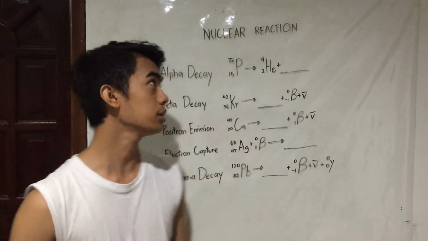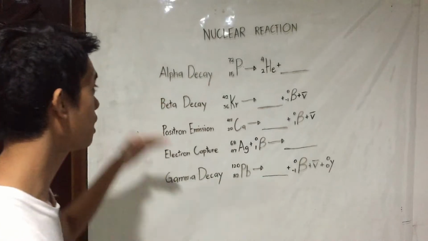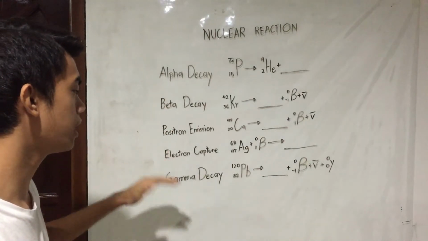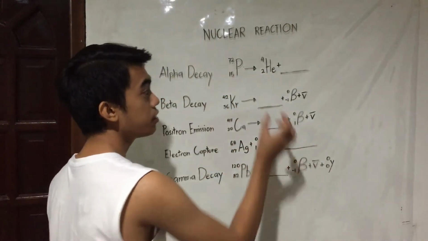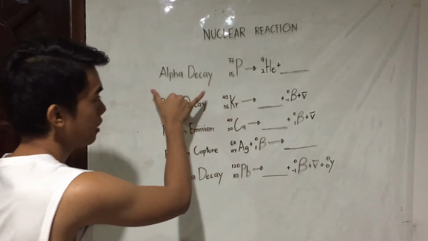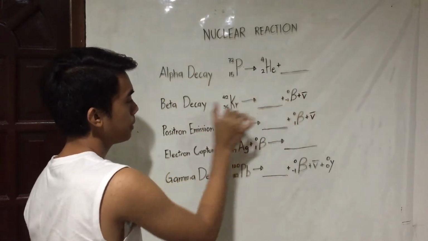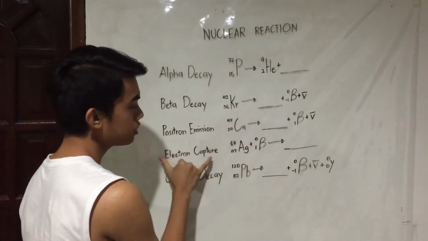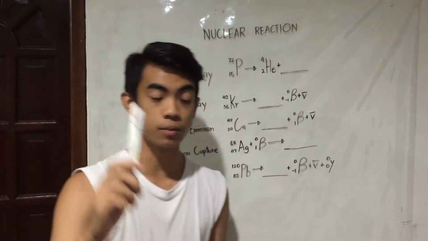So for our next topic, nuclear reaction. There are different types of nuclear reaction. There are alpha decays, beta decays, positron emission, electron capture, and gamma decay. Now here are some samples for each decay. And these are the constants for each of the decays. These are the constants for alpha decay, this for beta decay, this for positron emission, this for electron capture, and finally this for gamma decay. Now let's solve a problem.